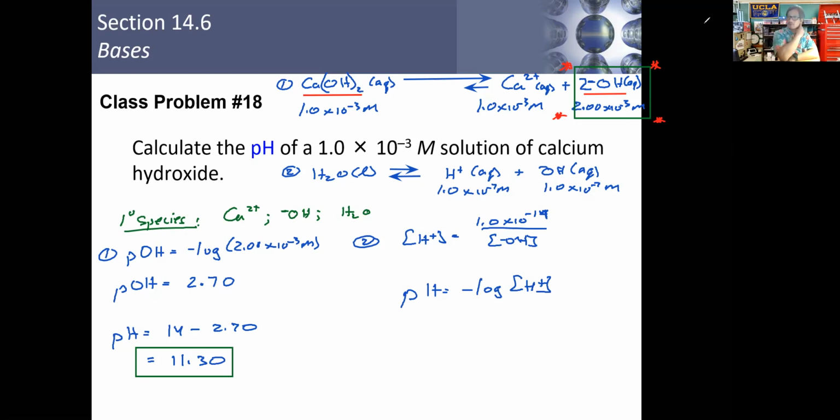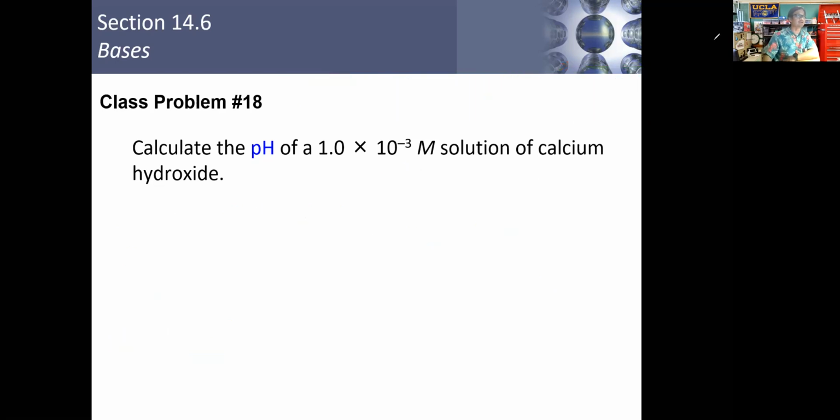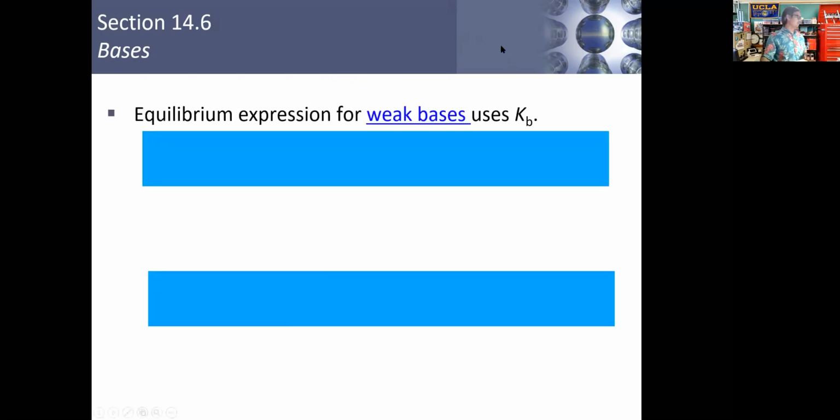The homework that I will assign for tonight is going to give you a chance to practice this as well. But we also want to be able to deal with weak bases. How do we deal with equilibrium involving weak bases? The weak base equilibrium is not like the strong base equilibrium, because the percent dissociation is going to be very small, which means equilibrium is going to favor the reactant side of things.